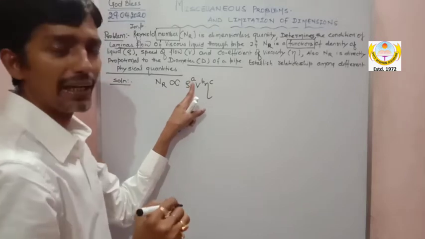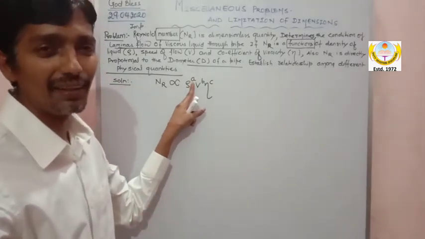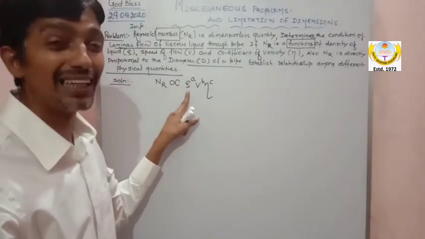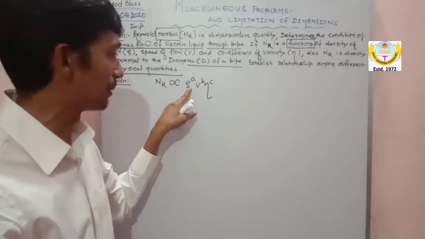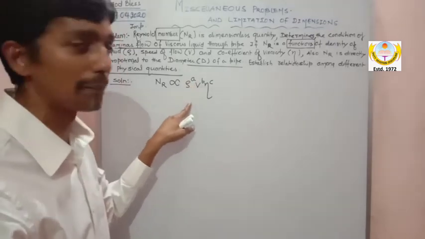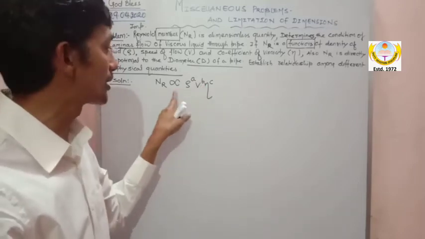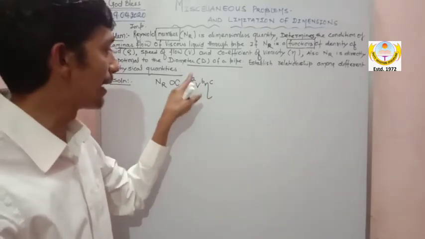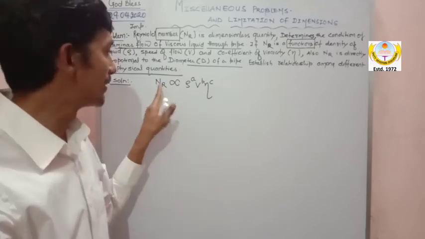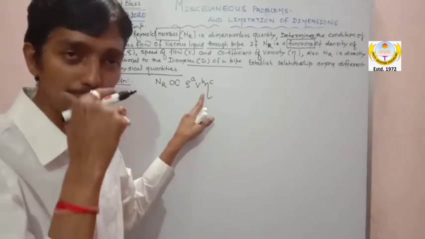If the answer of A is negative, I will say Reynolds number is inversely proportional to density, because once it becomes negative, it will be 1 upon rho. If the power of B becomes negative, it will be inversely proportional to velocity. So if any of these powers become negative, the Reynolds number will be inversely proportional to that.